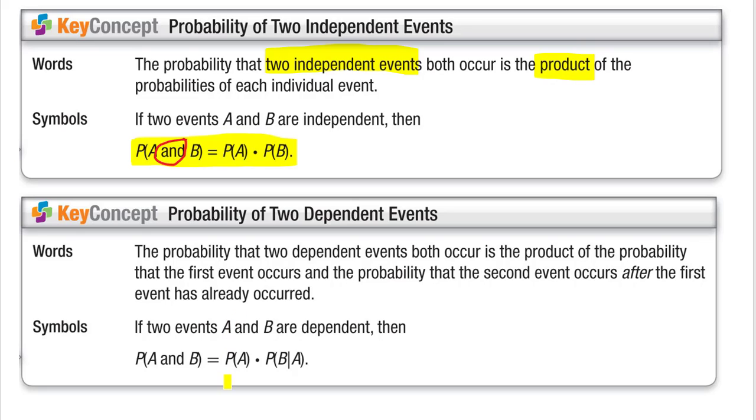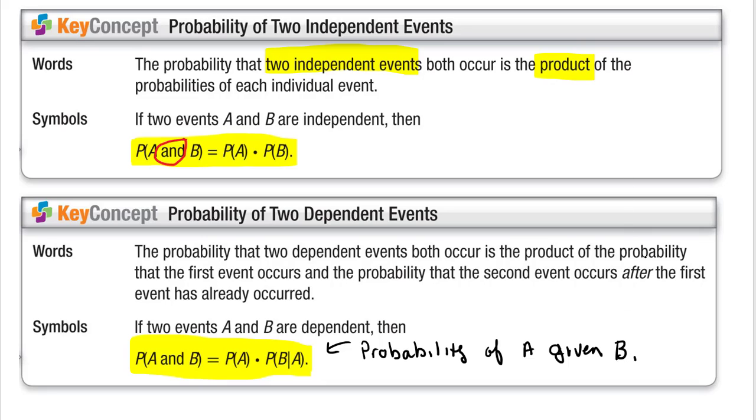And then the probability of two dependent events, okay, is the probability of A and B. And so it's the probability of A and then the probability of B given A. So what this is, is the probability of A given B.